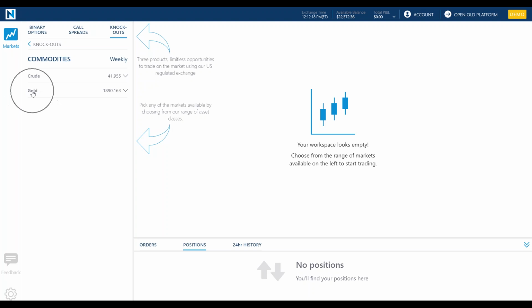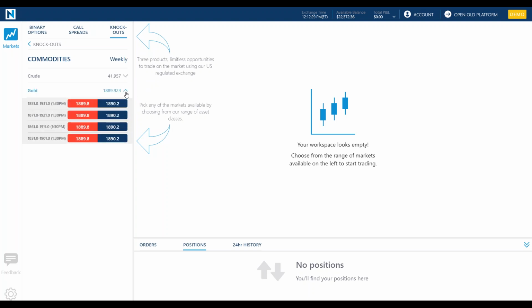In fact, let's have a little fun. Let's go with gold for our example. You're actually trading the current underlying price of the gold future. That's what you're trading. In fact, I'm going to go ahead and click this down. We can see that gold is currently trading, wow, up close to $1,900 an ounce.